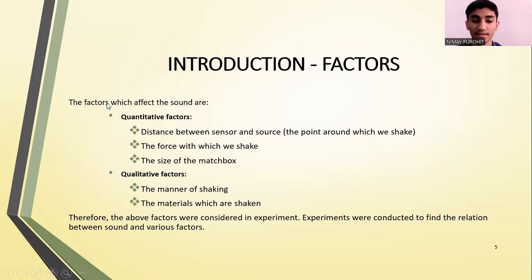There are two types of factors which affect the sound: quantitative factors and qualitative factors. The quantitative factors are the distance between the sensor and the source, the point around which we shake, the force with which we shake, and the size of the matchbox. The qualitative factors are the manner of shaking and the materials which we are shaking. Therefore, the above factors were considered in the experiment. Experiments were conducted to find the relation between sound and various factors.